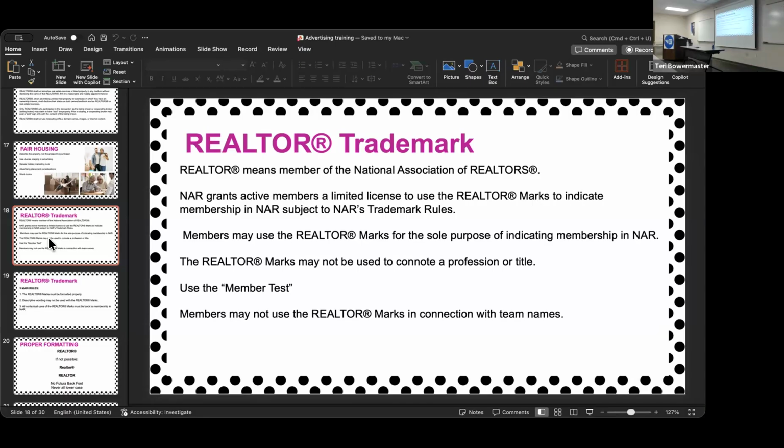Okay, so it's technically not supposed to be used, and I'm guilty of this. We're not supposed to use it as a profession. I'm a realtor. I mean, we are realtors. We're members of NAR, but it's not supposed to be used as a job title. But we all do it, right? People do it. So when you're not sure if you're using it correctly, they say use the member test. Okay, like could you substitute what you're saying as member of NAR, right? Oh, what do you do for a living? I'm a realtor, right? I'm a member of NAR. Like that doesn't really convey it. That's how you're supposed to do it, okay?